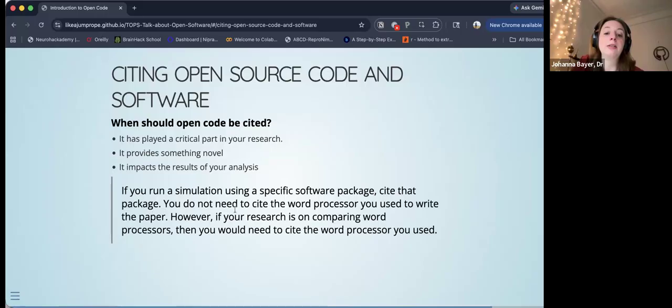You do not need to cite the word processor you used to write the paper, because that is not relevant to reproduce the results. However, if your research is on comparing word processors, then you need to cite the word processor. So that's kind of how you decide basically. Look at what your research or your focus is on.